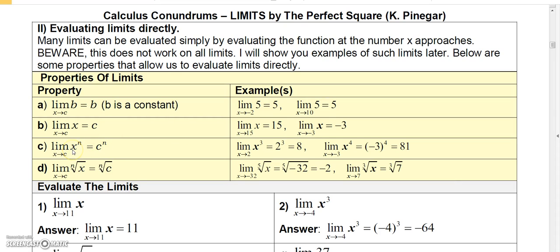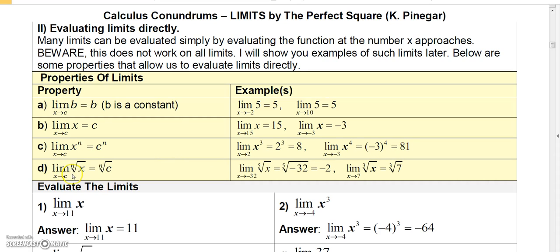Now, here it says the limit of x to the nth power as x approaches c is c to the nth power. So that just means that if I have the limit of x to the third power as x approaches 2, then that limit will equal 2 to the third power, which is 8. Or if I had the limit of x to the fourth power when x approaches -3, then that will just be -3 to the fourth power, which is 81.